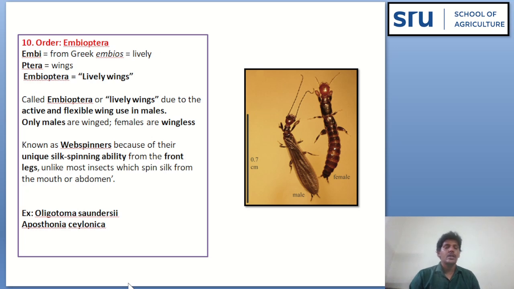Embioptera. Embio means lively, ptera means wings, lively winged insects, because of their active and flexible wings in male insects. So in Embioptera, only males are winged, females are wingless. They are also known as web spinners because they spin silk from their front legs, unlike most insects, which spin silk from their mouth or abdomen. Examples for Embioptera are embiids or web spinners.